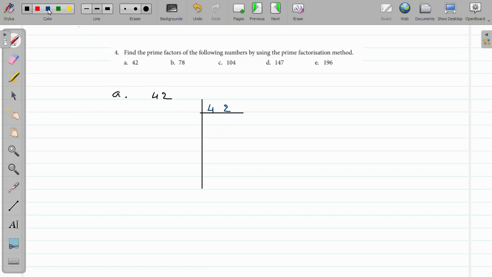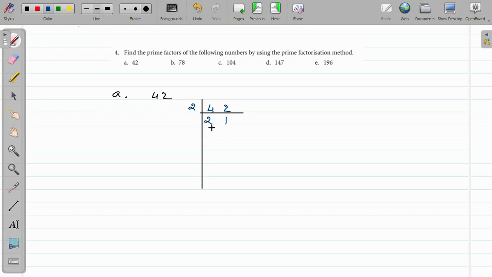The number 42, we already know, is an even number. It is divisible by 2. We will take a 2, and we have to divide this 42 by 2. 42 by 2: 2 twos are 4, 2 ones are 2. 2 21s is 42. We got it.